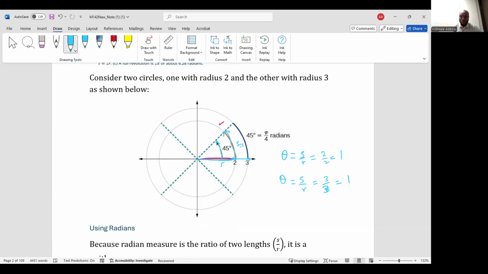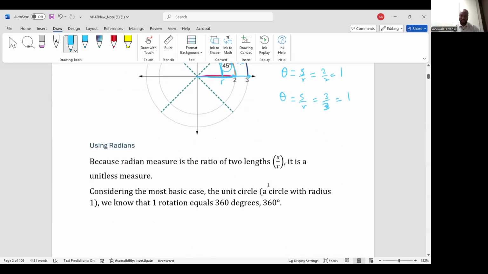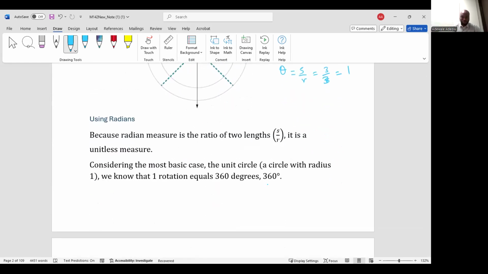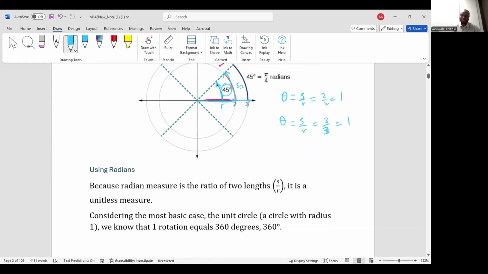What that means is that the most important thing here is that the angle stays the same. It is 45 degrees when the radius is 2. It is 45 degrees when the radius is 3. So it does not really matter what the radius is. The angle is what matters. Or let me say the angle is the same. That's another way to put what I was trying to get at.